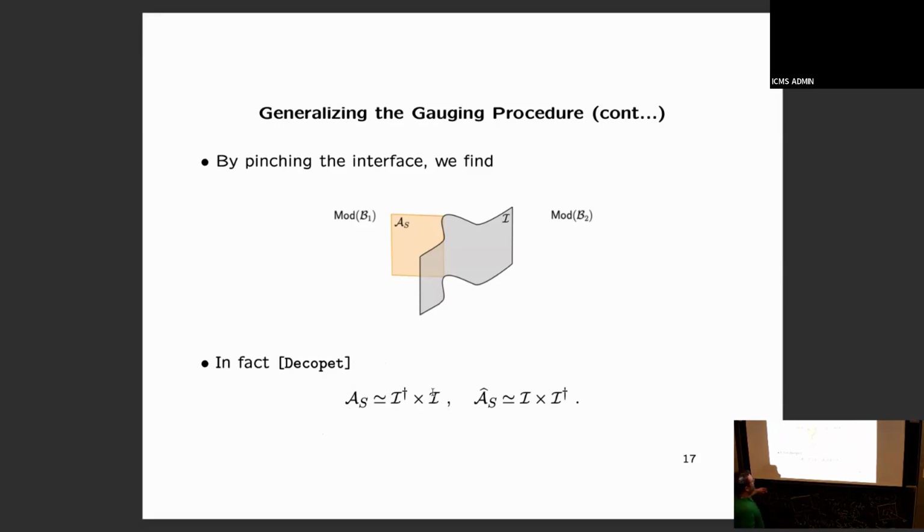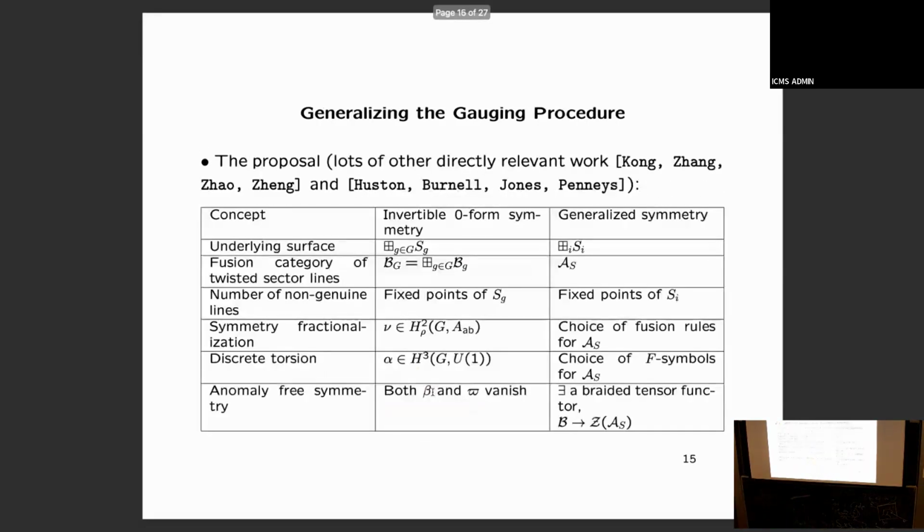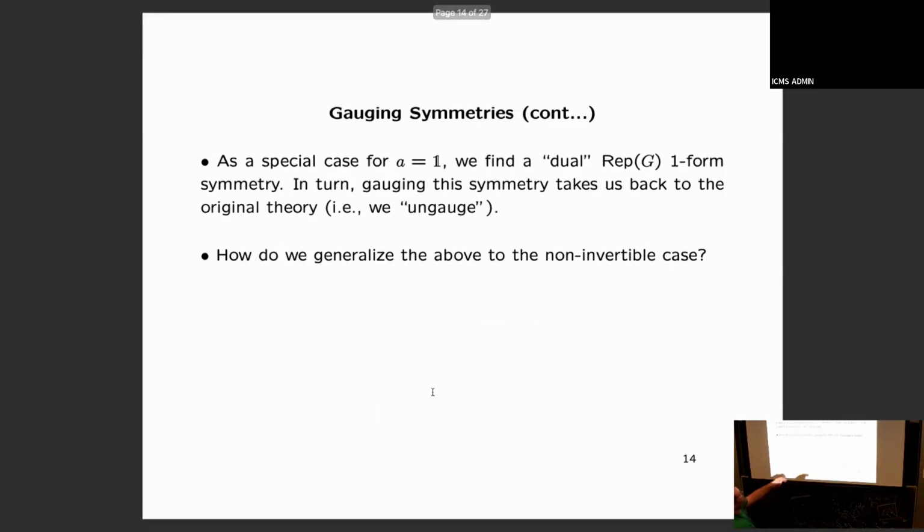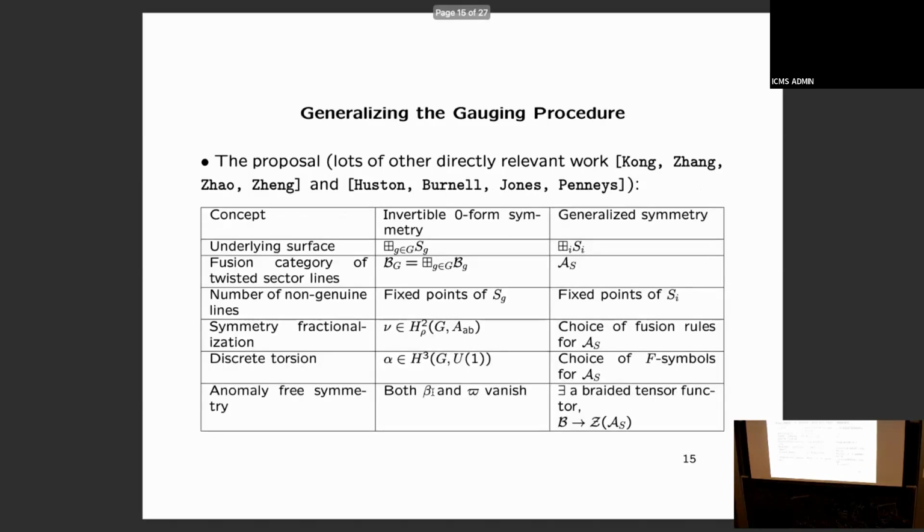Similarly, by pinching to the right, you can get a dual algebra A hat S built from I, corresponding to I times I dagger. So you can imagine doing the same trick here, but now pinching and getting a surface A hat S. And in the case of the Rep G gauging, this would be some surface like SE. Imagine that we gauge some Rep G in spacetime and we flatten it. The AS surface would be something like this SE surface, or some generalization of it.